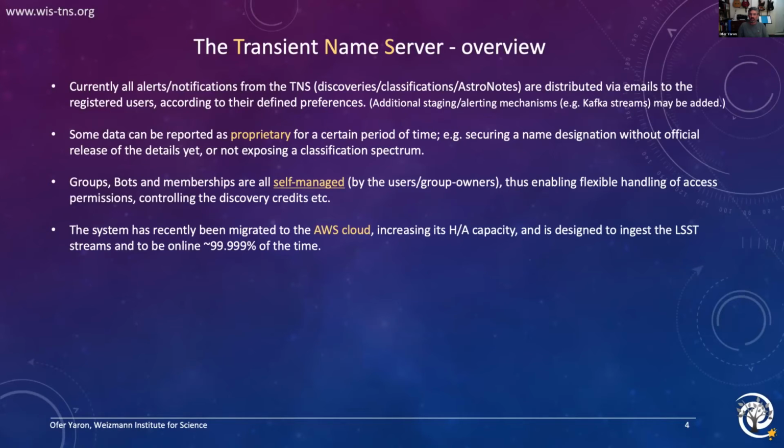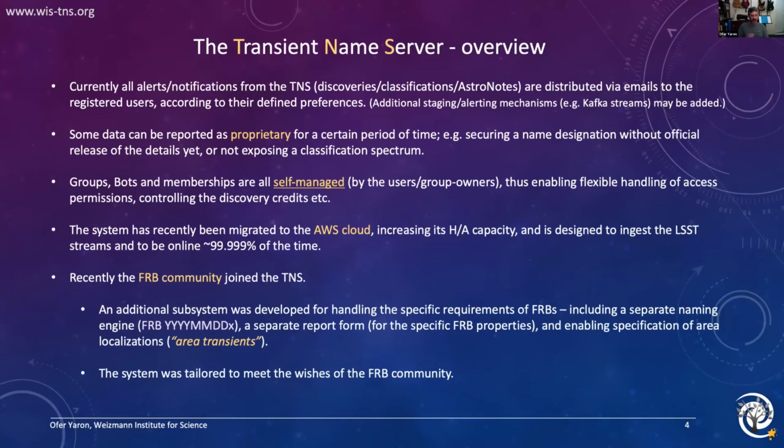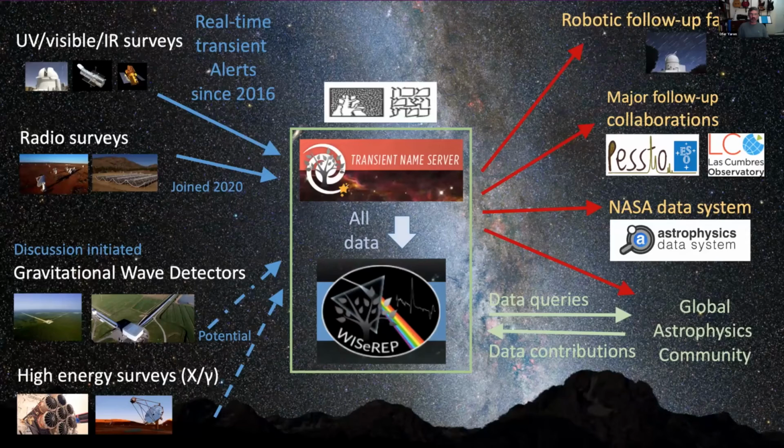Clearly, all this increases the high availability capacity, and the system is online almost 100% of the time. The downtime is up to a few hours per year, not more than that. And recently, the fast radio burst community also joined the TNS. Let me skip that because I don't have a lot of time.